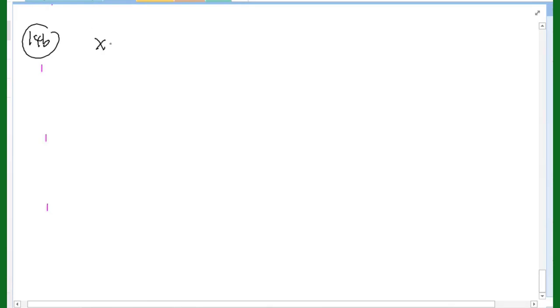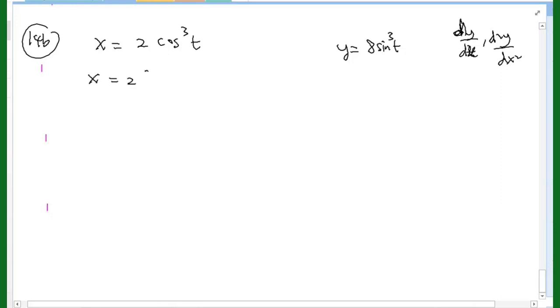14b: parametric, x is equal to 2 cos t cubed and y is equal to 8 sin t cubed. Okay, still find dy/dt, dy/dx, d2y/dx squared. Okay. And then now you need to differentiate x with respect to t, differentiate y with respect to t.